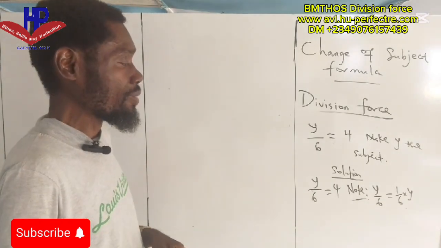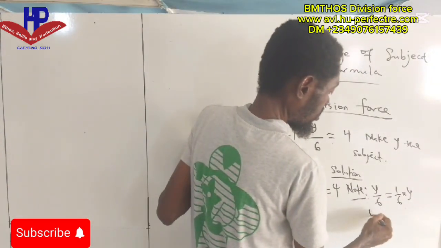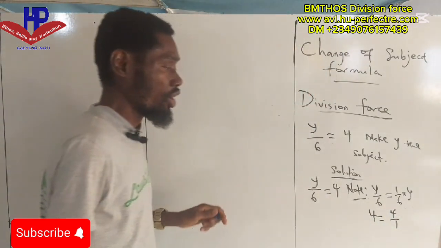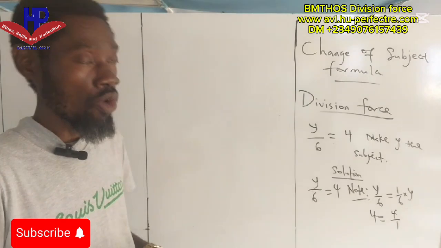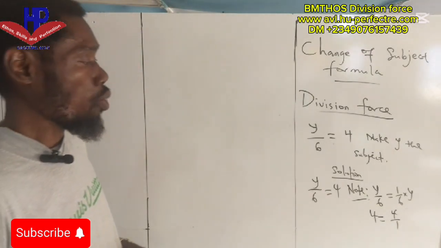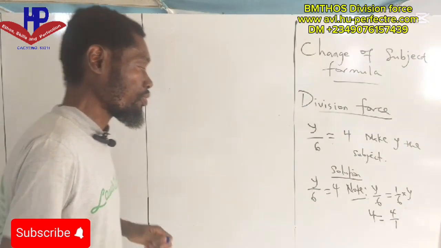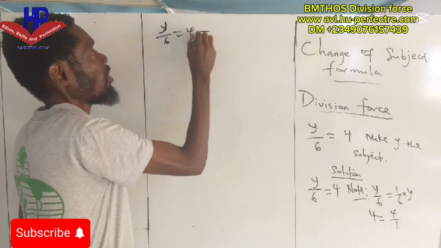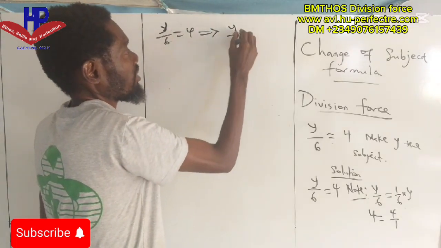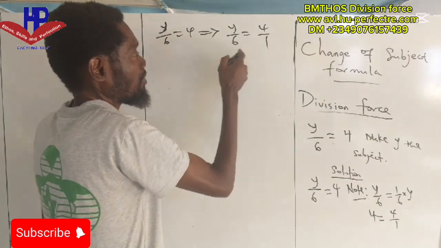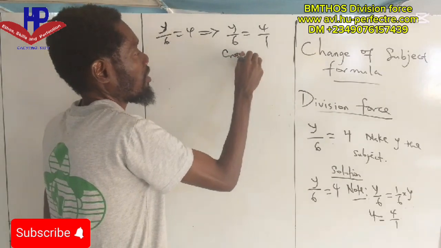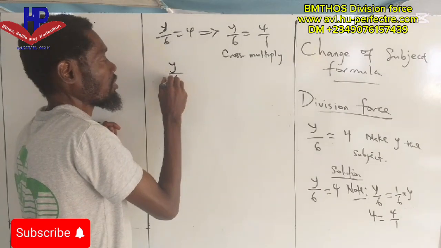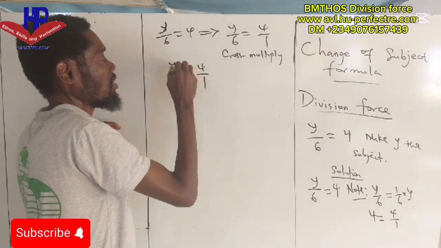Don't forget, you can express 4 as a fraction, which is 4 over 1. You've been taught that when we dealt with reciprocals. So 4 is equal to 4 over 1. Take note of that. So the equation given to us, Y over 6 is equal to 4, can actually be written as Y over 6 is equal to 4 over 1. At this point, you're going to cross multiply.